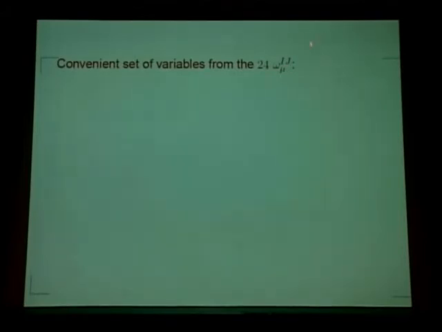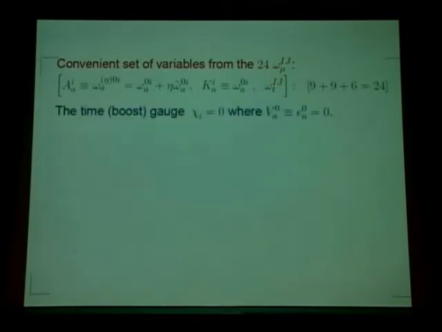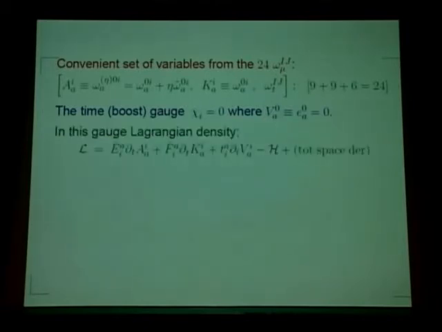And of the 24 connection variables omega^{ij}, we set up a convenient set, which is A, omega^{eta}_0, omega_{0I} plus eta times omega_{0I} dual, where dual is in the internal space, omega_I. And the K_I, which is omega_{0I}, and omega_t^{ij}. These are 9, these are 9, and these are 6, 24 of them. In the time gauge, we set chi equal to 0, and so some of the tetrad components are 0. And in this gauge, the Lagrangian density that we started with has a very simple form.